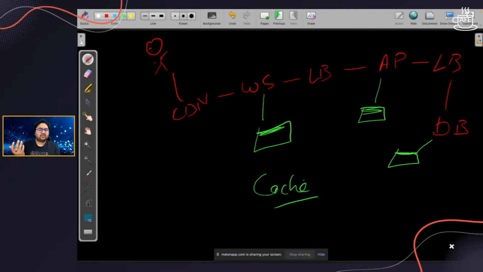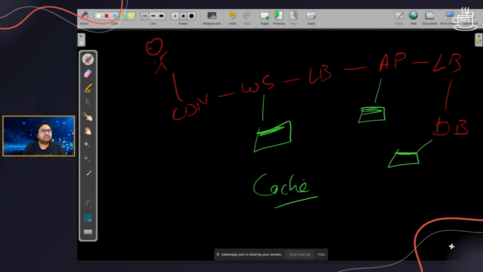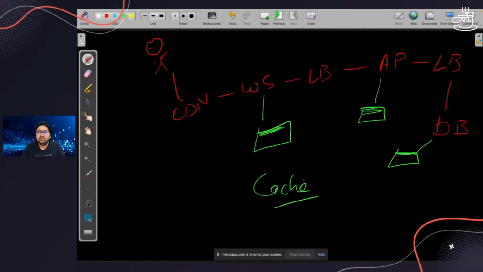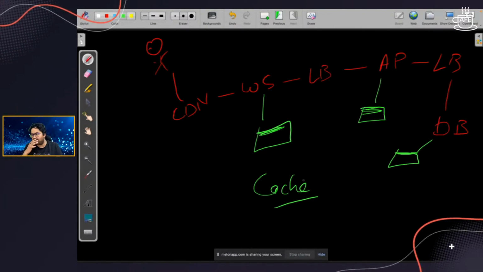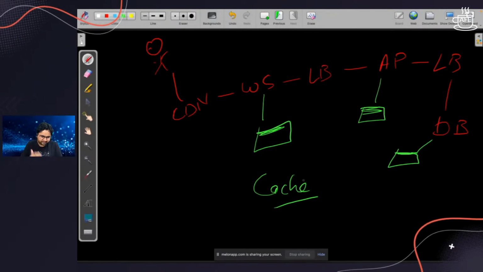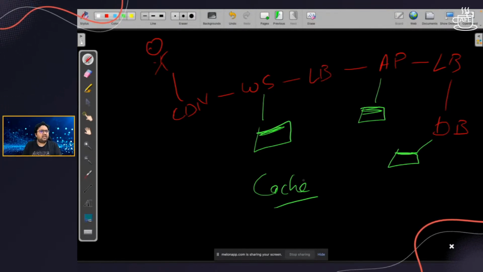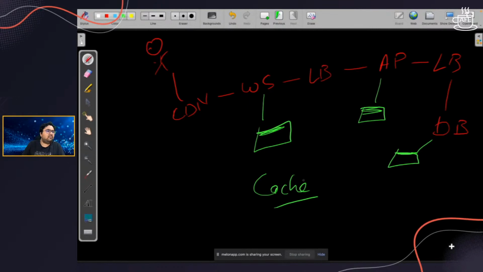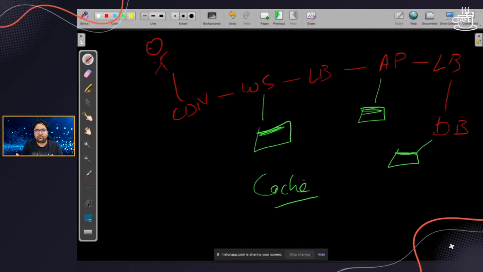So you can have cache at all levels. You can have cache at web server levels. You can have cache at database levels. You can have cache at application server levels and things like that. Cache management is a challenge in itself, which is something that we are not going to be talking about today.